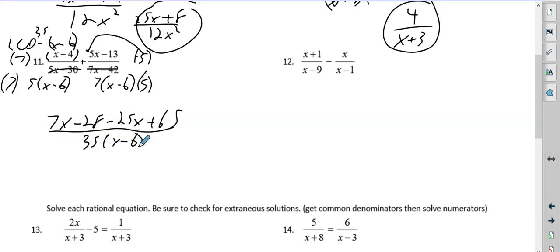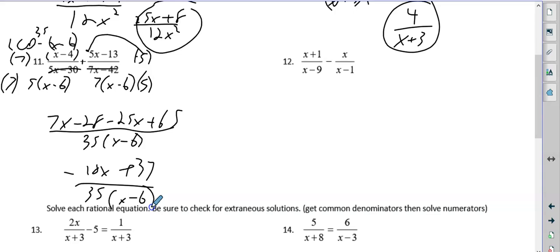And then I'm just going to clean it up. 7x minus 25x is negative 18x. And negative 28 plus 65, or 65 minus 28, is plus 37, all over 35x minus 6. I do not have to distribute the 35. I'm good to go. The negative 18x plus 37 will not reduce because 37 is a prime number. So we're finished. That's all we can do.